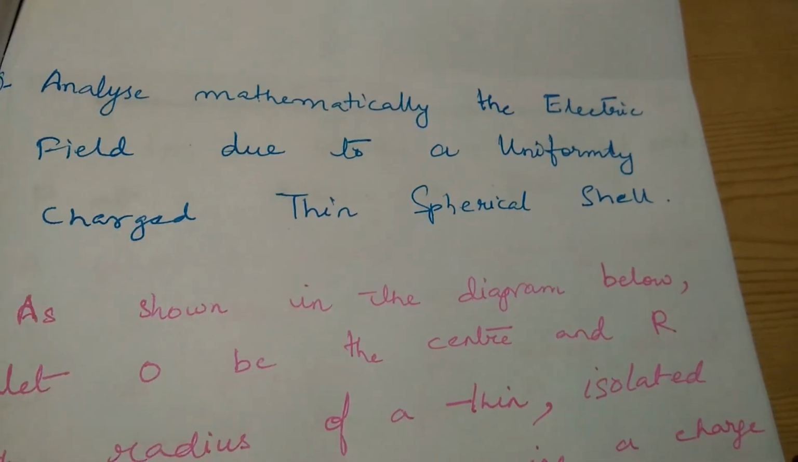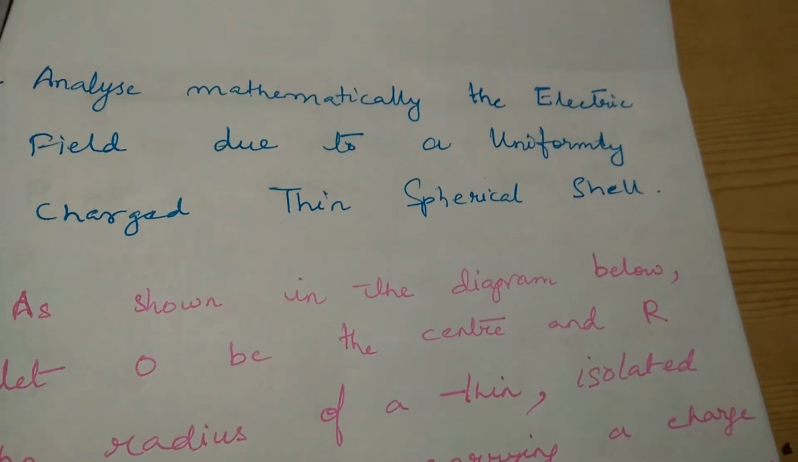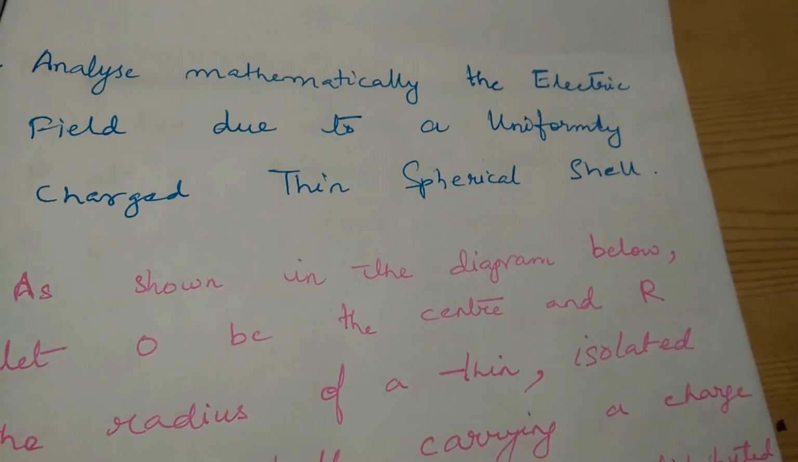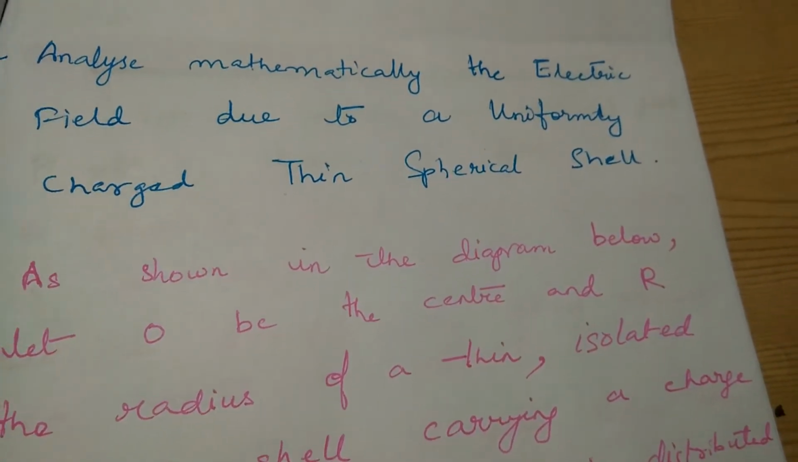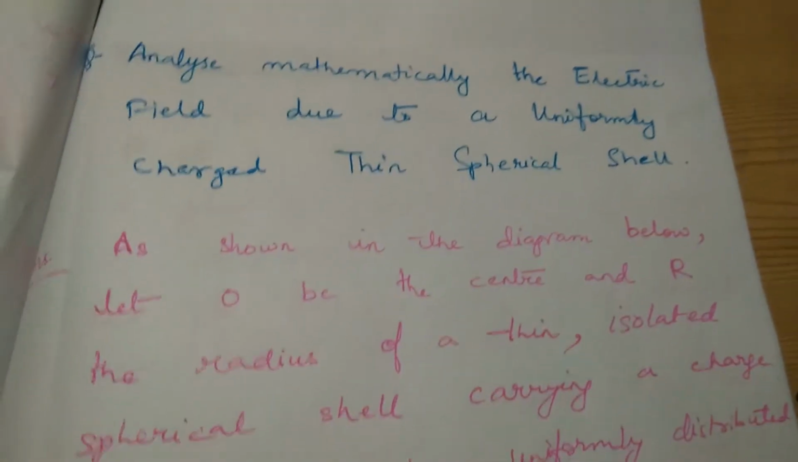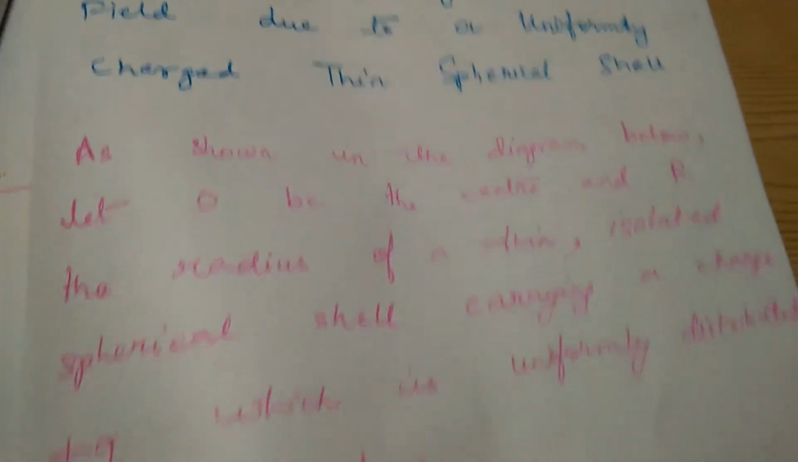So we have come to the last part of the theory portion of the second lesson. The question is, analyze mathematically the electric field due to a uniformly charged thin spherical shell. Thin spherical shell means spherical shape but hollow from inside.